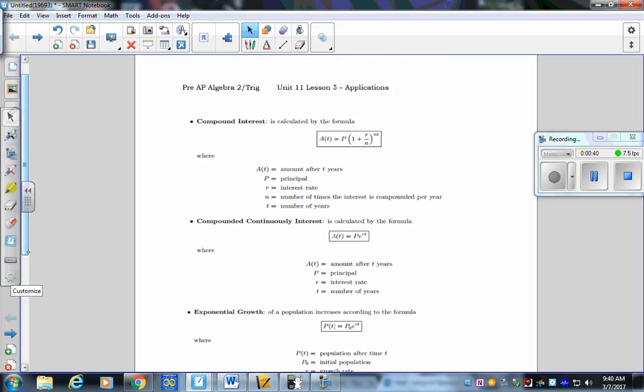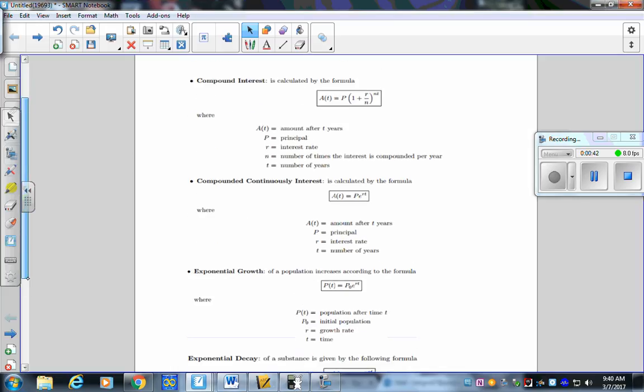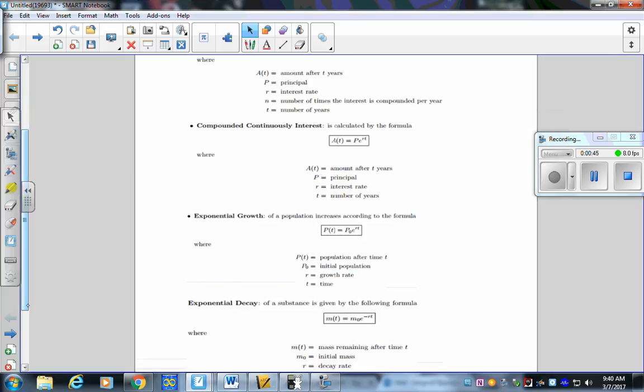As you can see, at least in these bottom 3 equations, they all have e. We use e as a natural base. As I told you before, you'll see that a lot in your application type of problems. Now, these formulas I do not expect you to memorize. I would provide them for you. You just need to know how to plug and solve.